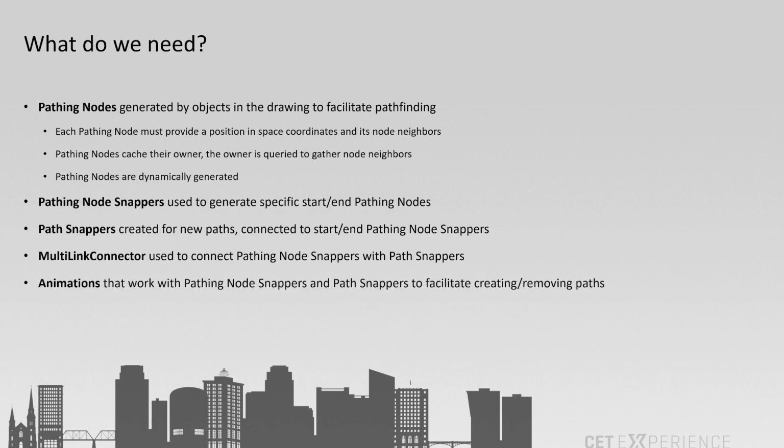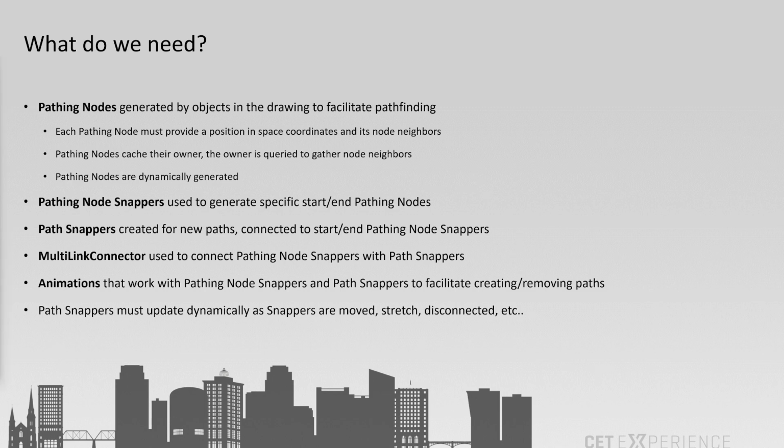We're going to have some animations that work with the pathing node snappers and path snappers to facilitate creating and removing paths. At the end of the day, that's what we're trying to give the user the ability to do, is create paths or create junction cables, sorry, jumper cables, and then have the ability, of course, to remove the paths that they've created and customize their system. And then, of course, we need our path snappers or our jumpers to update dynamically as snappers are moved, stretched, disconnected, etc. So paths that have been created have to respond to updates to the system.